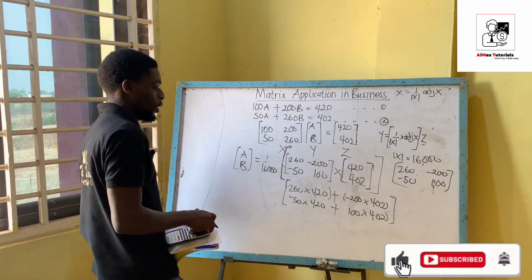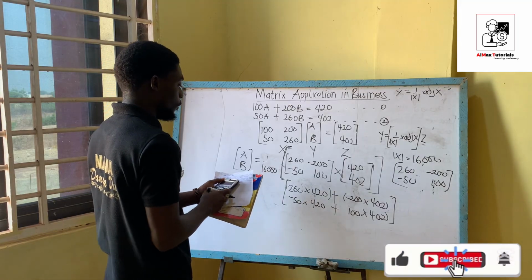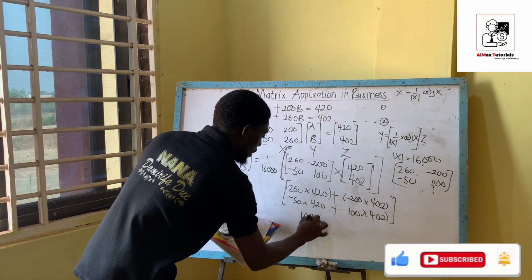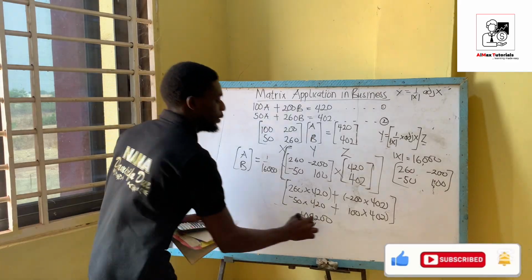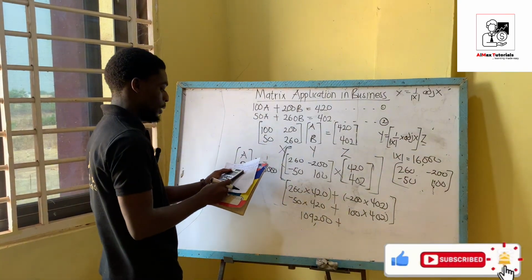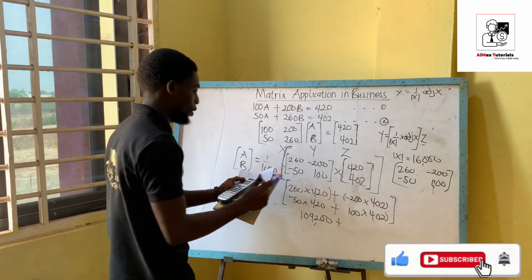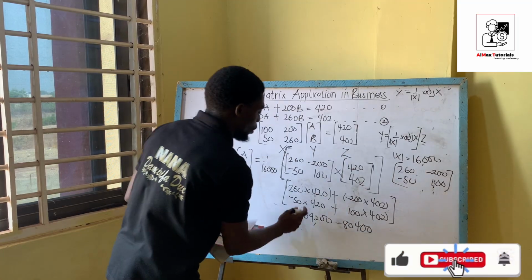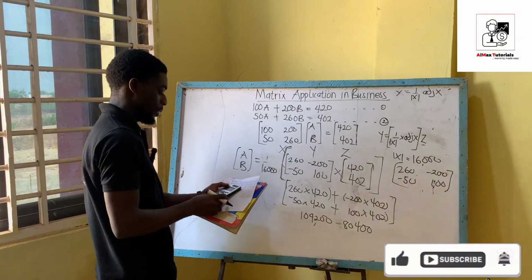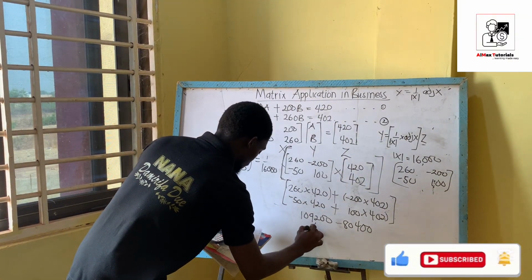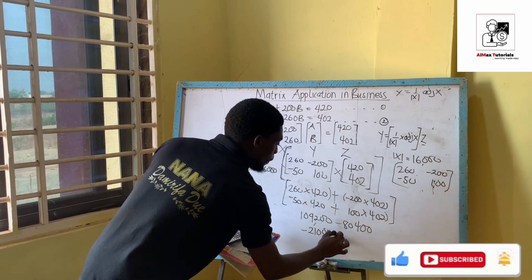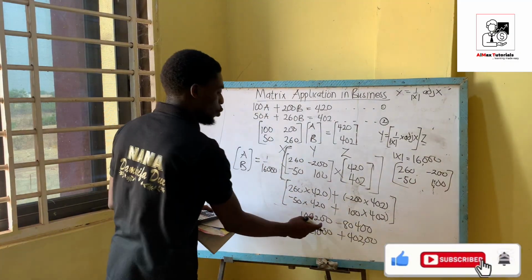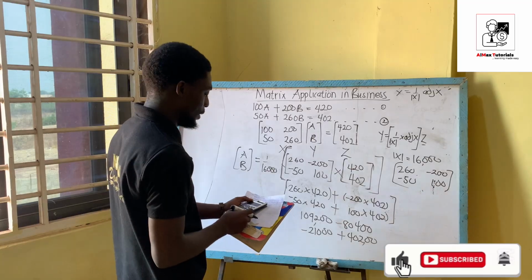If you multiply 260 by 420, we get 109,200. Then minus 200 multiplied by 402 gives us negative 80,400. We go to the second one. Minus 50 multiplied by 420 gives us minus 21,000, plus 100 multiplied by 402, so 40,200. So we then do our subtraction and addition.